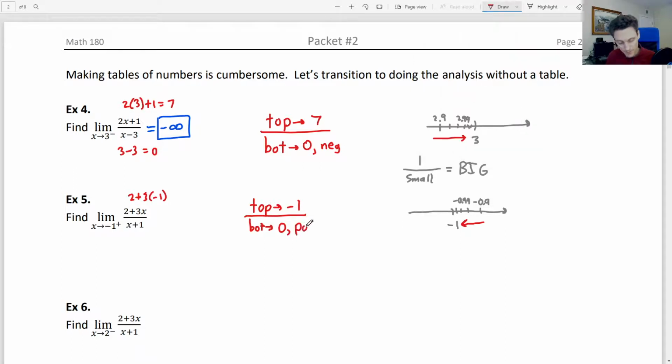If you said positive, that would be correct. You can take one of those, negative 0.9, for example, plus 1. That's going to be positive 0.1. There's more positive than there is negative here.